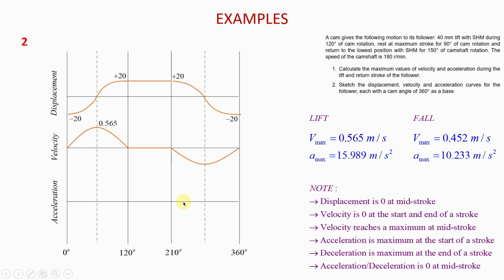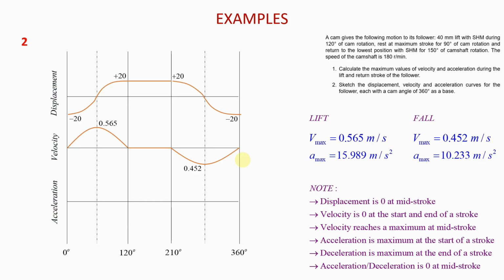But remember, velocity is 0 at the beginning and at the end of the stroke. And so you will draw that, you will write that number there, okay? So very important. And then once you do that, that's it. That's the velocity curve for a simple harmonic motion.